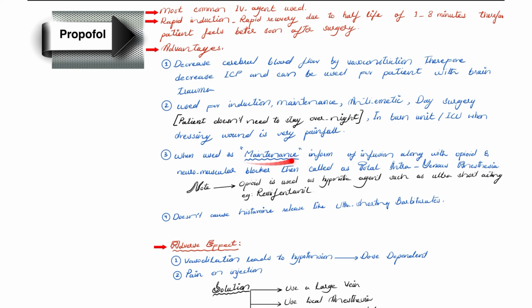When it is used as maintenance in form of infusion along with opioid and neuromuscular blocker, then this is called total intravenous anesthesia. Why opioid is used in total intravenous anesthesia? Because opioid is used as hypnotic agent such as ultra short acting mu-receptor agonists like remifentanil. And propofol doesn't cause release of histamine just like ultra short acting barbiturates. Therefore, it can be used for asthmatic patient.